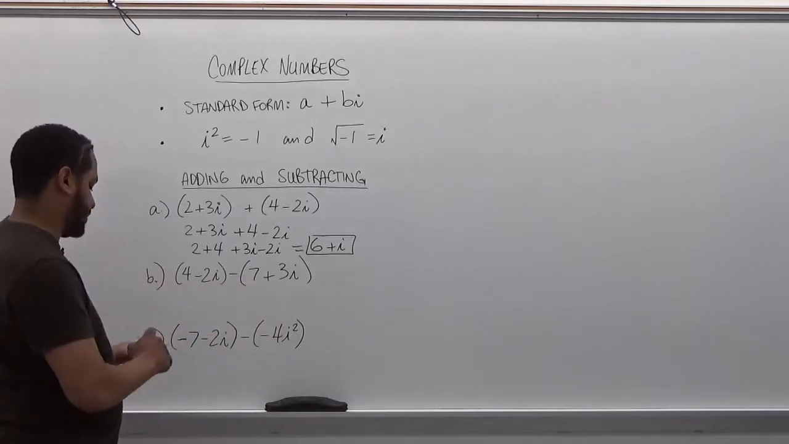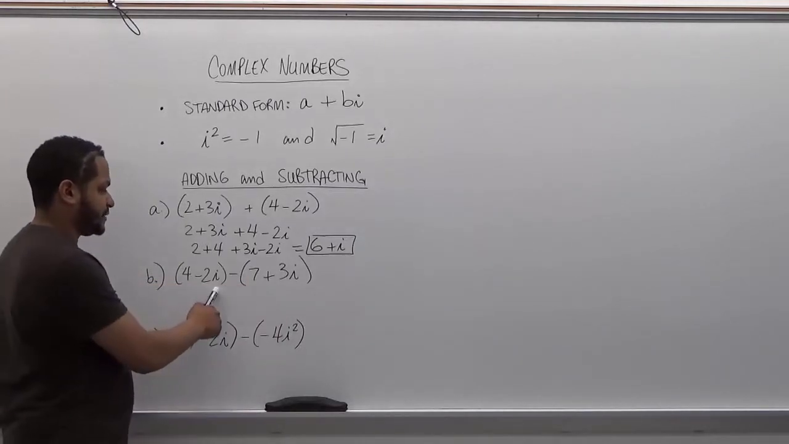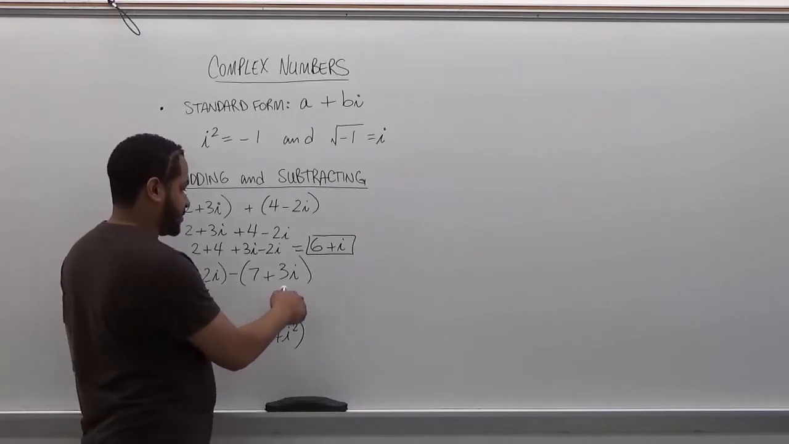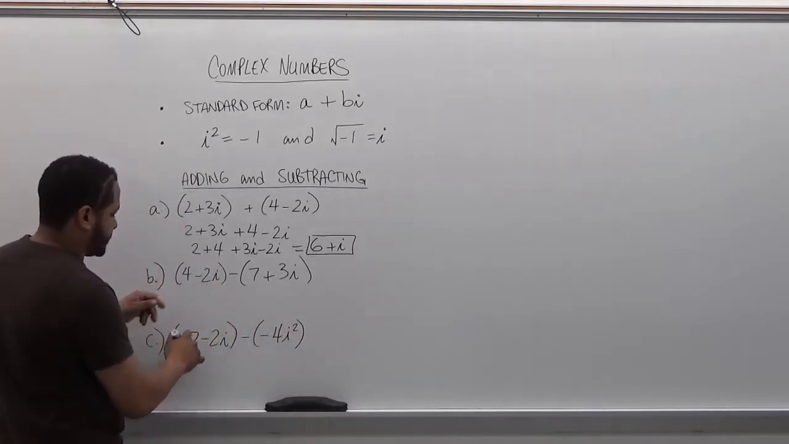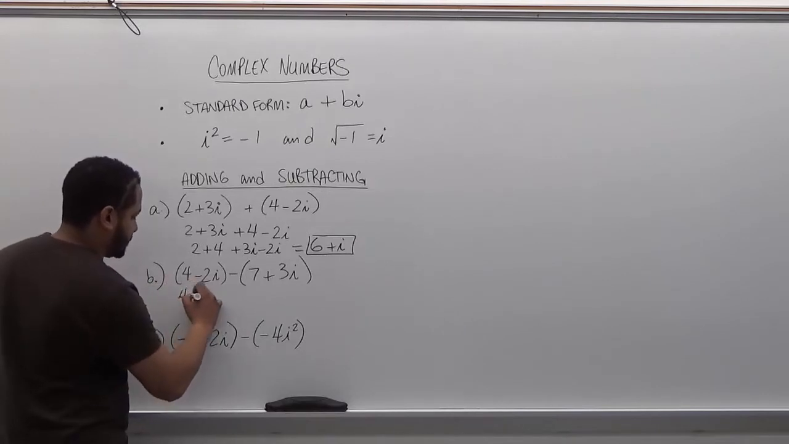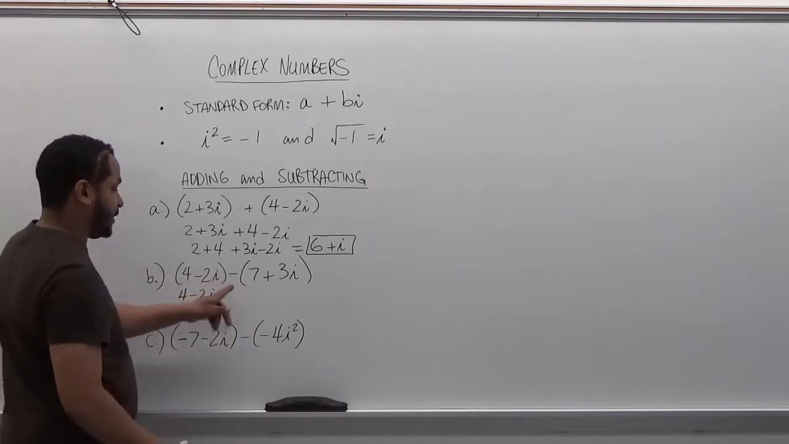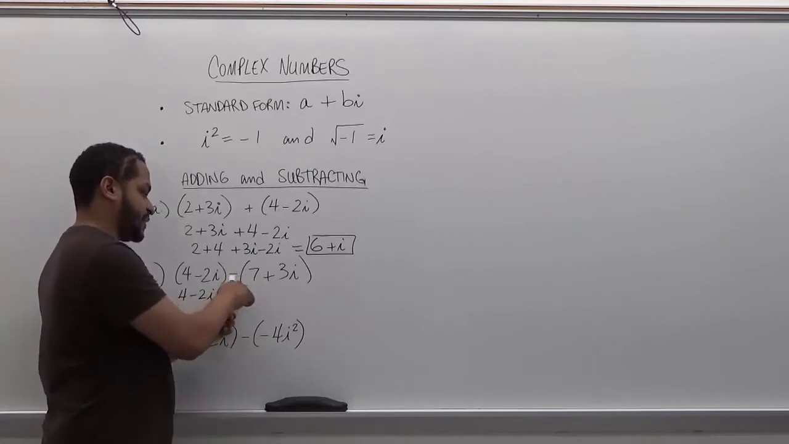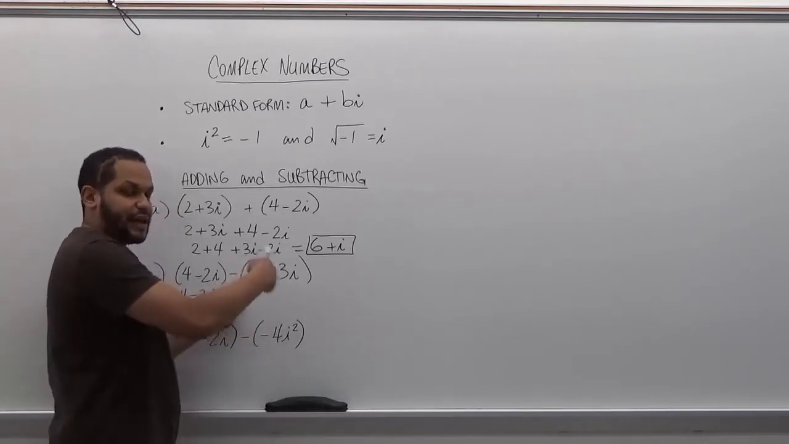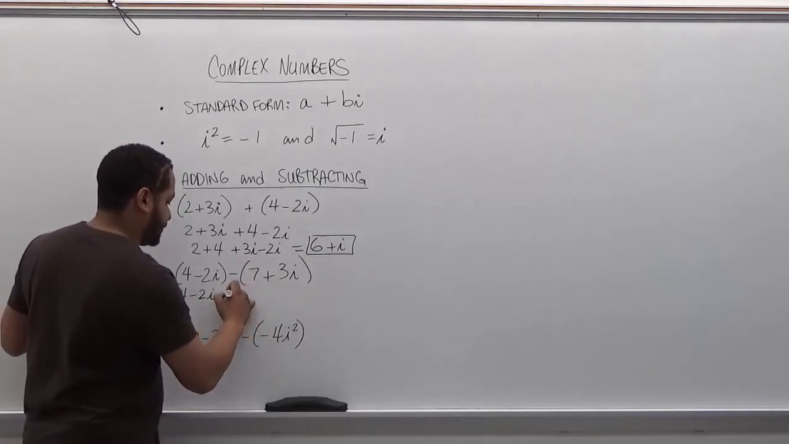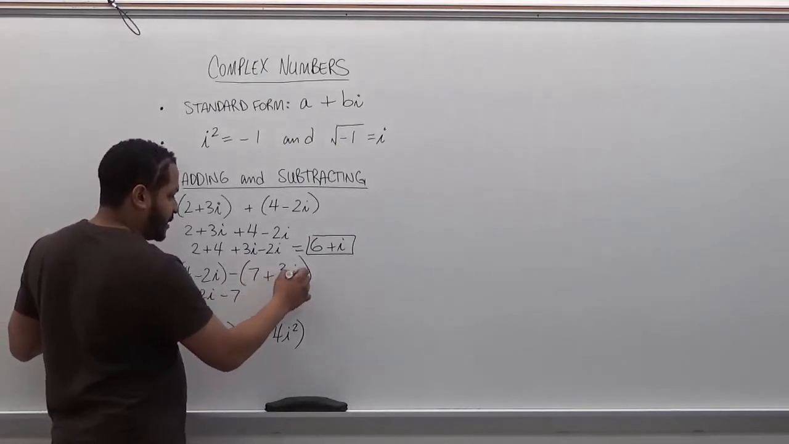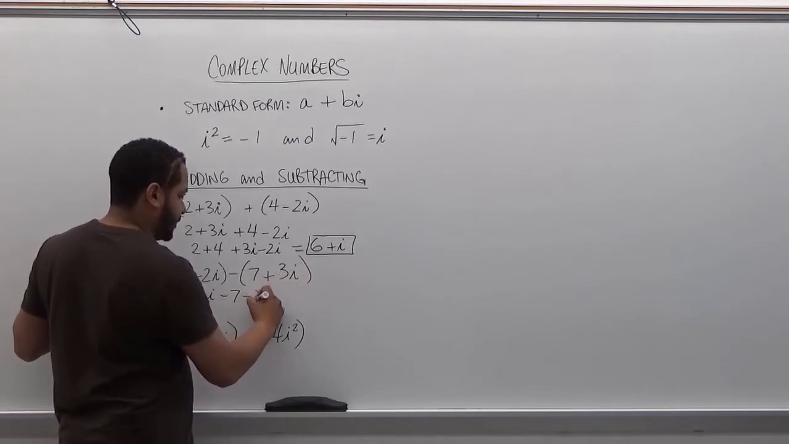Here we have a subtraction. So we have 4 take away 2i minus 7 plus 3i. So again, we're going to bring down the parentheses of the first term because it's a positive term in the front. So we have 4 take away 2i. Here we have a negative term, which means we're going to change everything inside the parentheses to opposites. So we're going to take this 7 and change it to a -7. We're going to take this positive 3i and change it to a negative 3i.